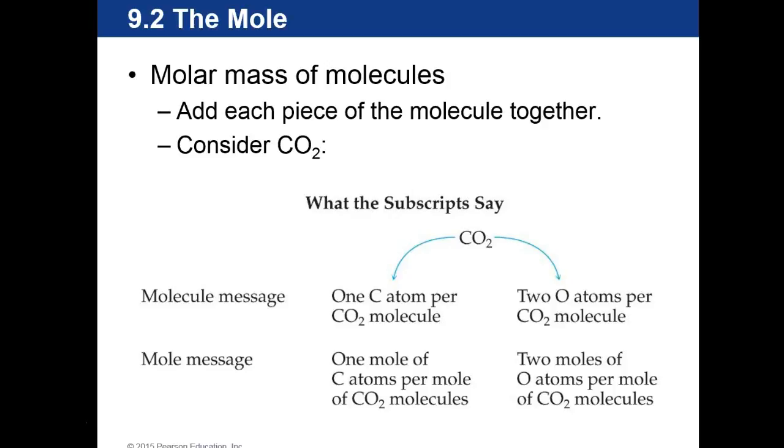So looking at the molar mass of these molecules, add each piece of the molecule together. Let's consider carbon dioxide, or CO2. This is what this says. The molecular message says that for CO2, 1 carbon atom per CO2 molecule, right? There's 1, we can see it right here. And we've got 2 oxygen atoms per CO2 molecule. You can see the 2 right here. The little subscript means there's 2. The mole message says 1 mole of carbon atoms per mole of CO2 molecules, because there's 1 carbon. And we've got 2 moles of oxygen atoms per mole of CO2, because there's 2 right here. So it means the same thing.